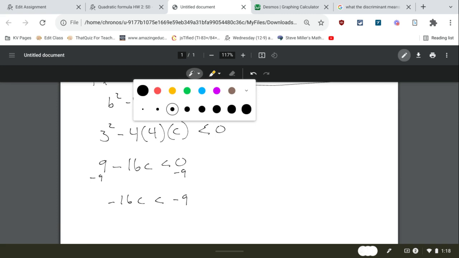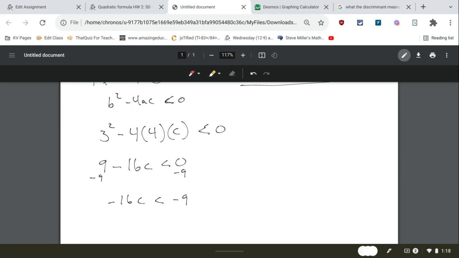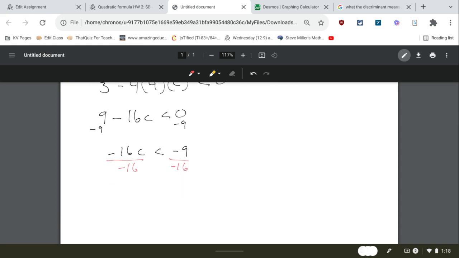And then here, I'm going to have to divide by negative 16. Okay, so c is going to be greater than 9 over 16. And I'm flipping that inequality symbol right here because I'm dividing by a negative. Anytime you divide by a negative, you got to flip the inequality symbol.